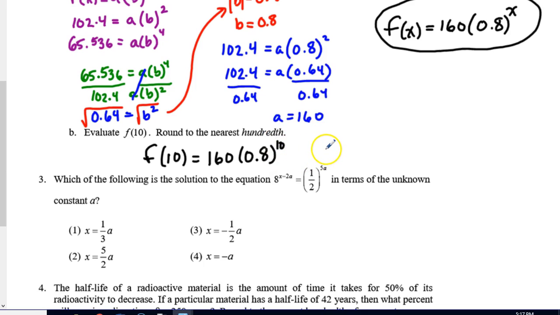Okay, and that works out to be 17.18 to the nearest hundredth place.